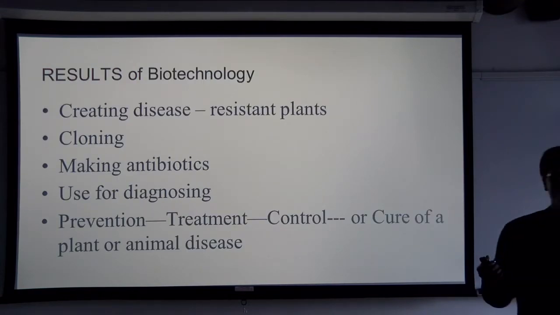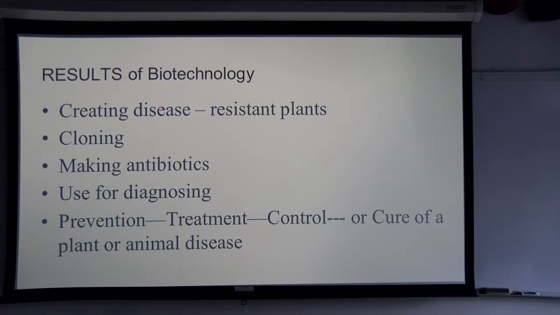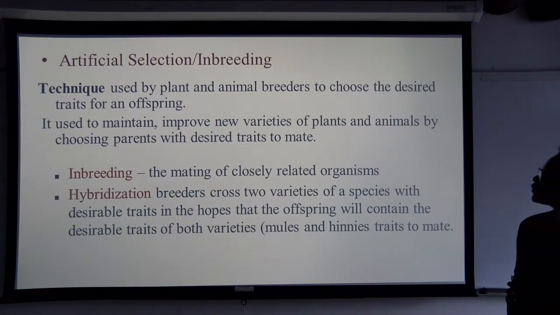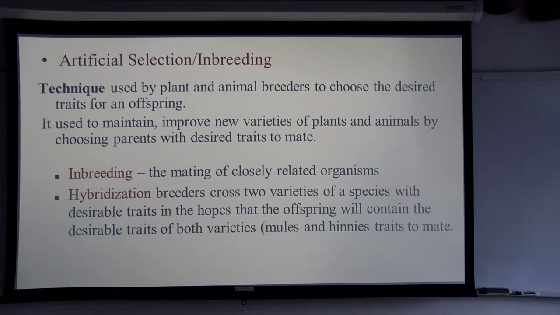Right? Evidence or things that we need to focus on: as a result of biotechnology, we can create plants that are resistant to certain diseases, resistant to dramatic temperature changes. We could clone things that we haven't cloned before because of biotechnology. We could create antibiotics. We can also use this as a way of diagnosing diseases. We could use it as a preventative treatment, as a control method, and as a cure for plant and animal diseases. Let's see, artificial inbreeding. Let's take a look at each one.